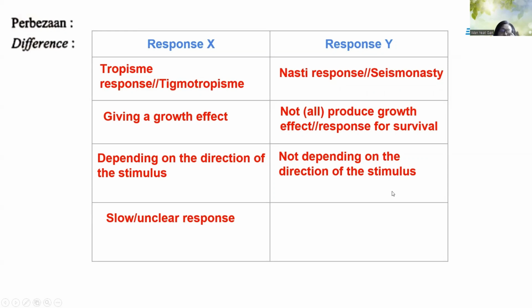Okay. Next is slow and unclear response, meaning the response you can't see, it's not apparent. Whereas for seismonastic, it's quick, clear, and apparent.